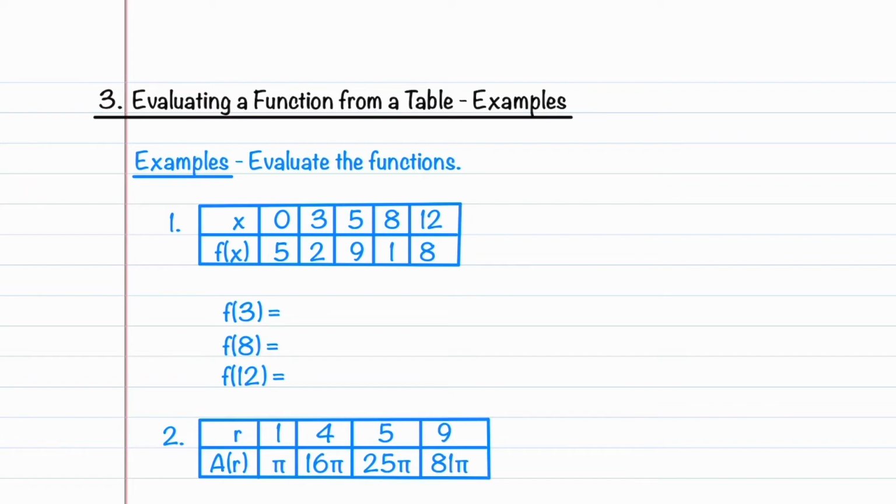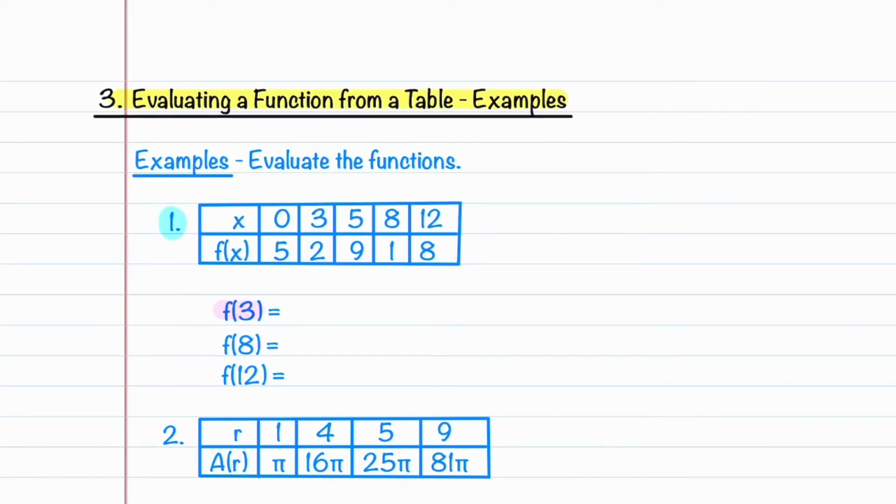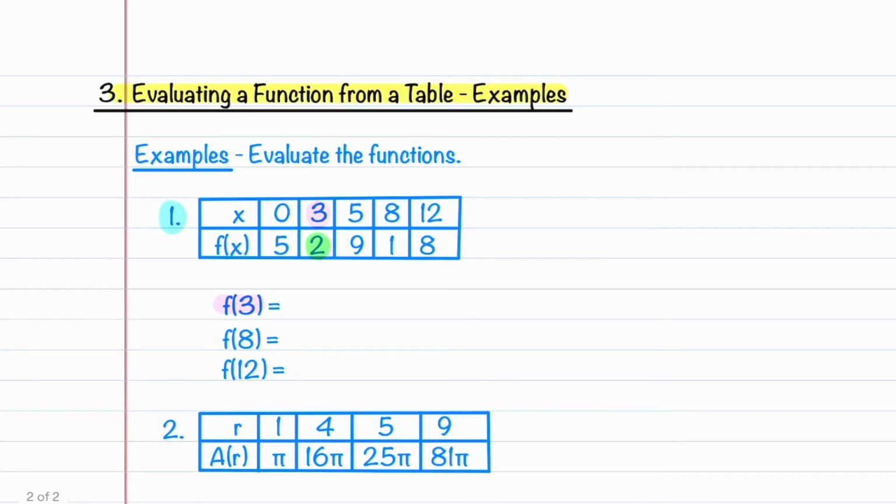Let's now look at how to evaluate a function from a table. Let's look at our first example. To evaluate f of 3, we're going to go up to our table and locate 3, and then see what f of x value is associated with 3. And it's equal to 2, so we can see that f of 3 is equal to 2.